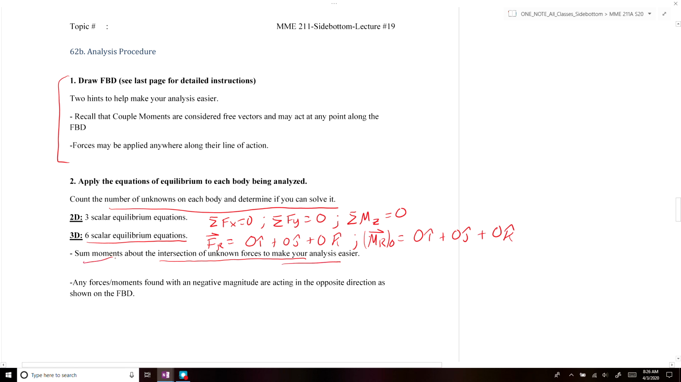All right, and of course if you solve your equilibrium equations and you end up getting a force with a negative magnitude, or a moment, what that means is that the forces are actually acting in the opposite direction as shown in the free body diagram.